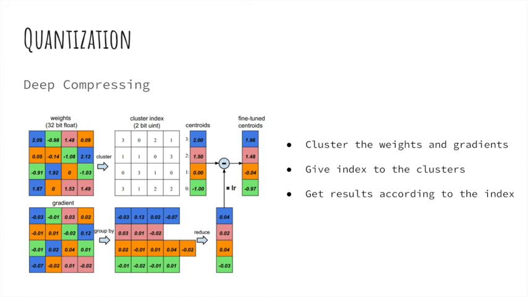This is a very interesting idea. The main idea is that I first cluster the weights and gradients, then give an index to the clusters, and finally update the network based on the index. It will be different from the original float 32 network, but the difference is very small.